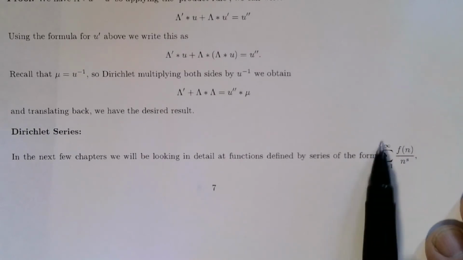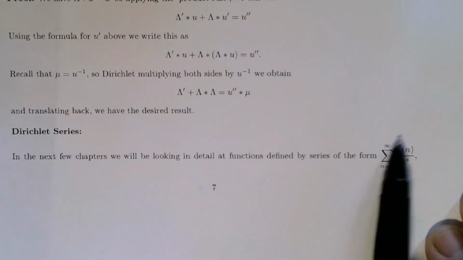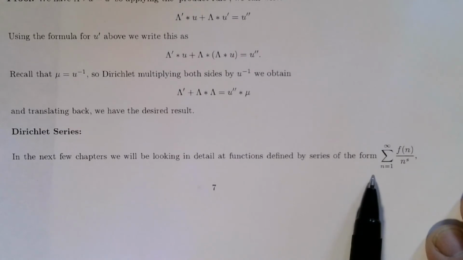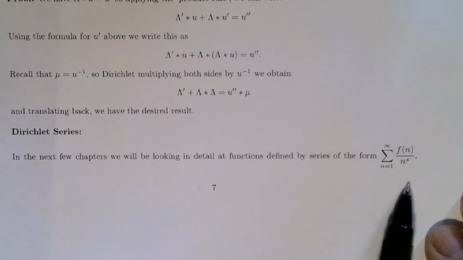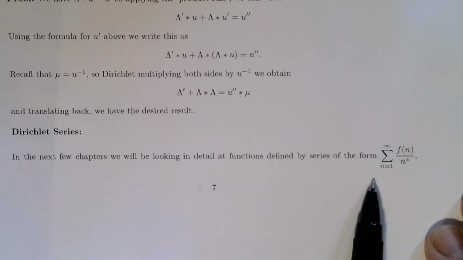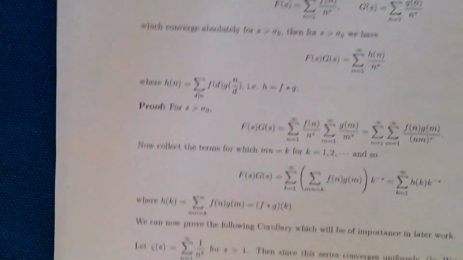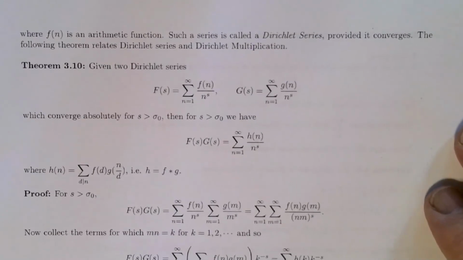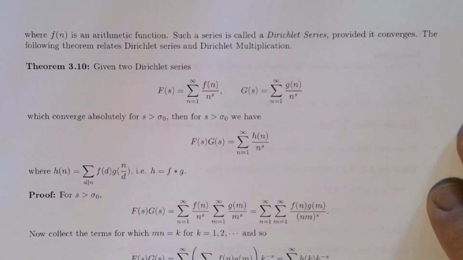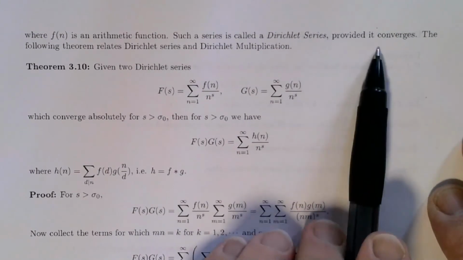And these series are a special kind of series. These are called Dirichlet series, and there are lots of books written about these. These have very, very important and interesting properties, and we'll be analysing these in some detail. So f of n is an arithmetic function. Such series are called Dirichlet series, provided it converges.